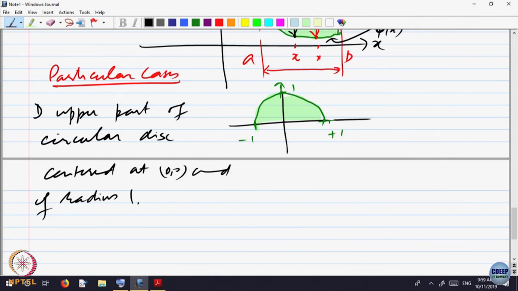What does the domain lie between? Can I say this domain D is all points x and y such that x lies between some limits? So, x lies between minus 1 and 1, right? If x is outside this, then no vertical line is going to intersect the domain. And for any such point x, to be inside the domain, I draw the vertical line. This is going to start at the x axis and go up to the boundary of the circular disk.